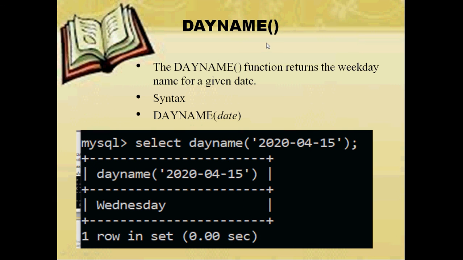Now day name, this is a very interesting function. When a date is given to this function, it identifies which day it is. Which day, that means Monday, Tuesday, Wednesday, Thursday. You give any date, it will return you the exact day name. So 15th of April 2020 is a Wednesday. So MySQL returned that day name.